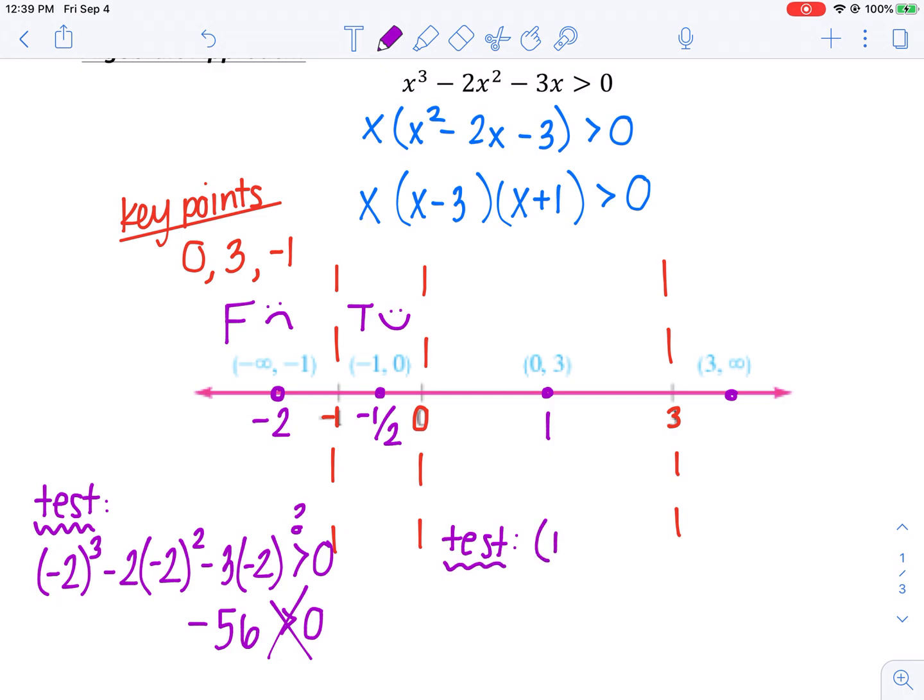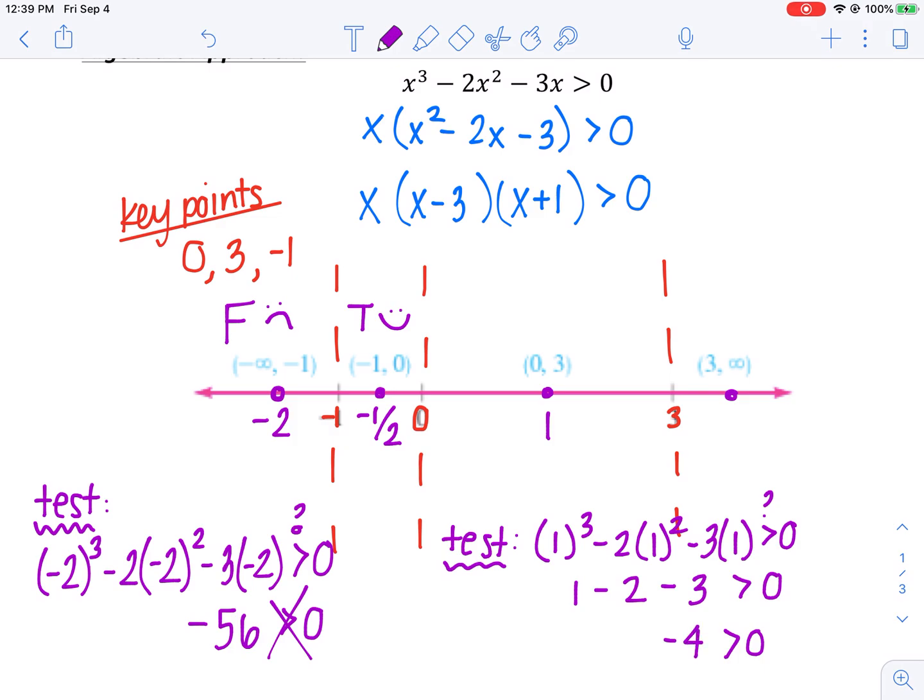So this would be 1 cubed minus 2 times 1 squared minus 3 times 1. Is it greater than 0? So I'm getting 1 minus 2 minus 3. Is that greater than 0? No. -4 is not greater than 0. So this gives me a false, or a sad face.